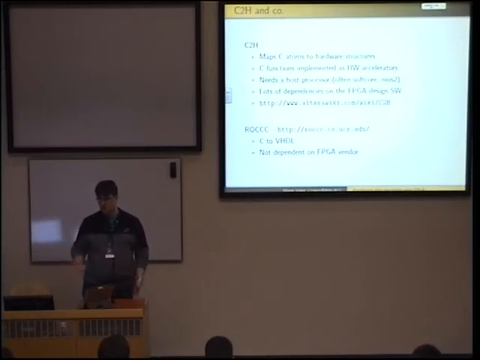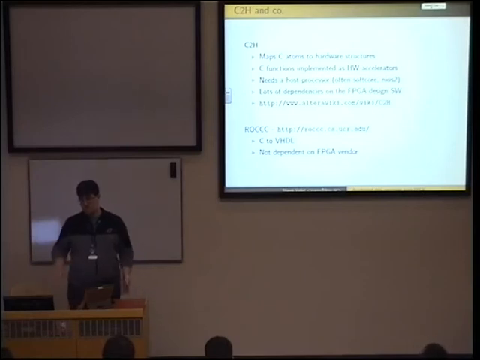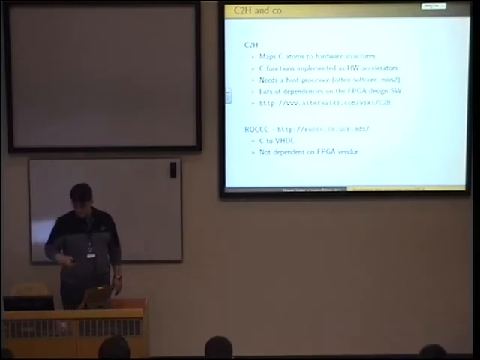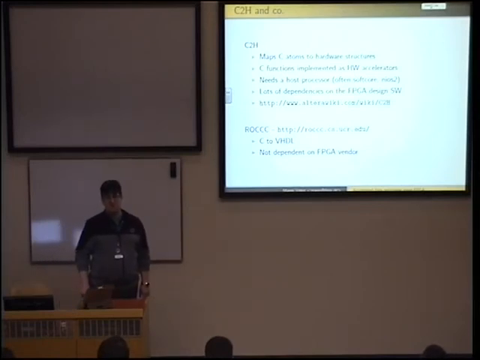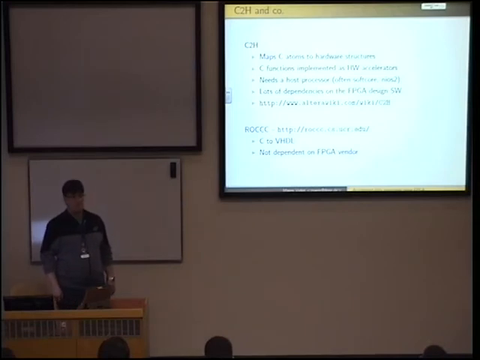This was great for iterative functions and it did speed things up, but unfortunately the marshalling was not great and you had to have the core in the FPGA. Similar to that is ROCCC, which is a research project. It's C to VHDL, and it's not locked to any particular FPGA vendor. C2H was locked to Altera and their Nios II soft core.